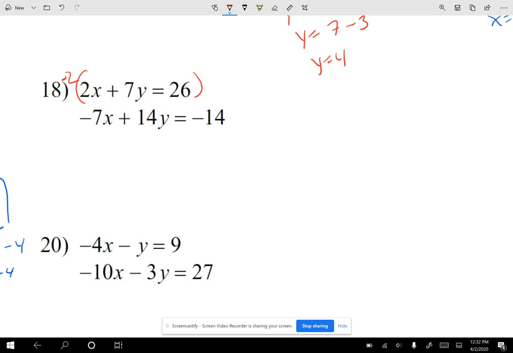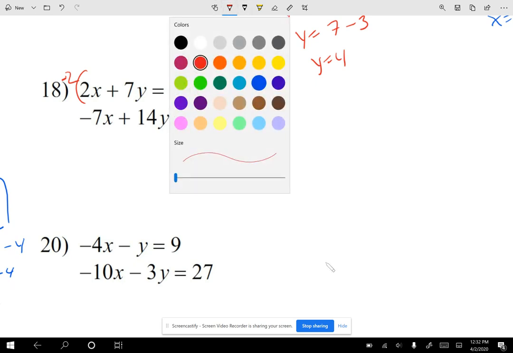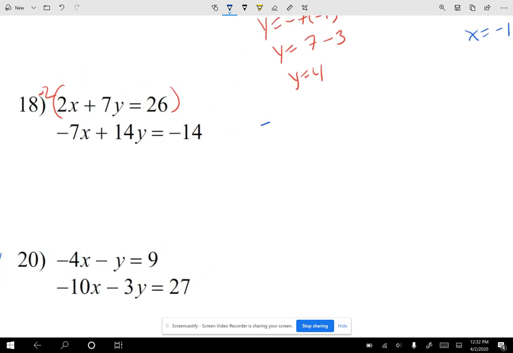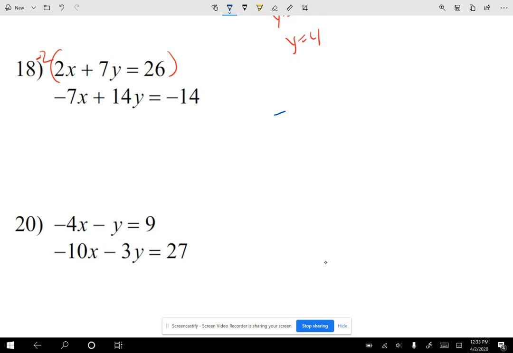Okay, so now my y's are going to cancel out. So let's take a look. First equation is multiply everything by -2. So it's going to give me -4x. Let me write it a little below. So it's going to give me -4x minus 14y equals -52. I multiplied everything by -2. The second equation I have -7x plus 14y equals -14. My y's cancel out because they have the same number, different signs.